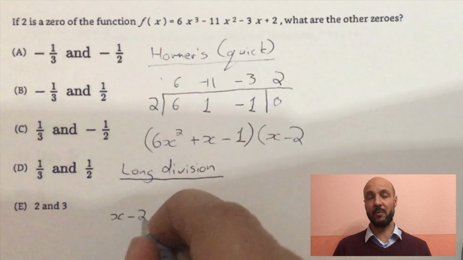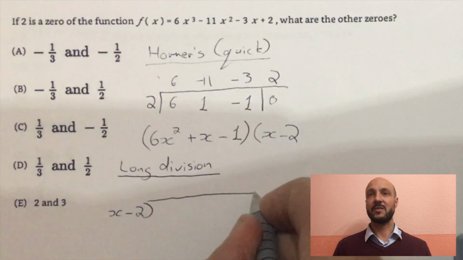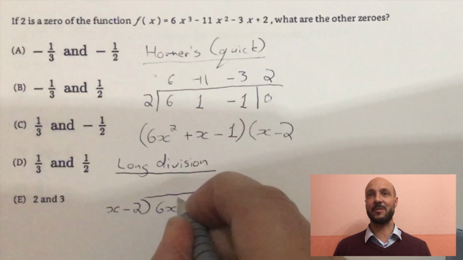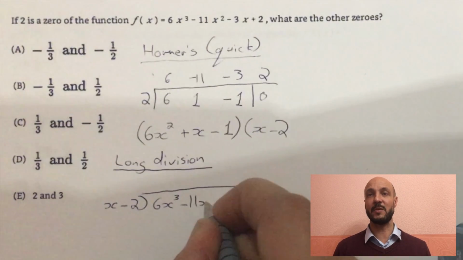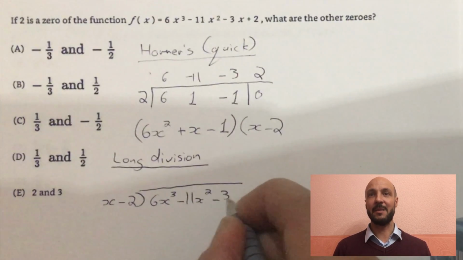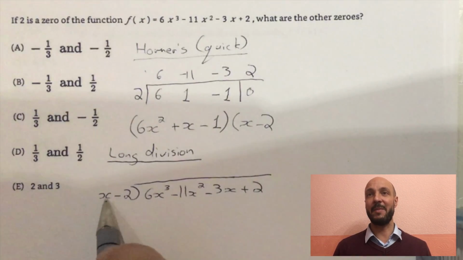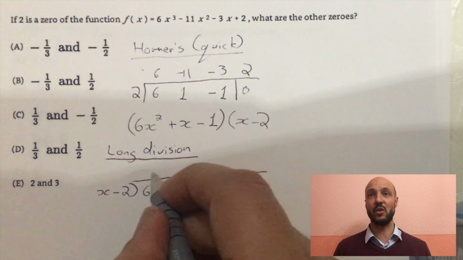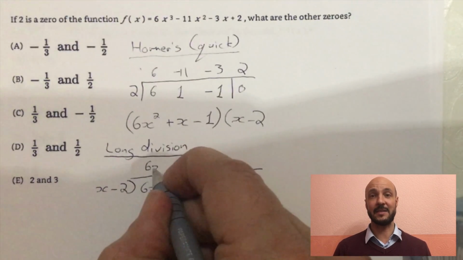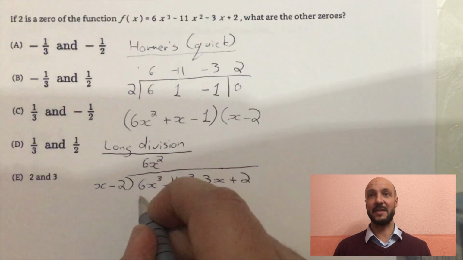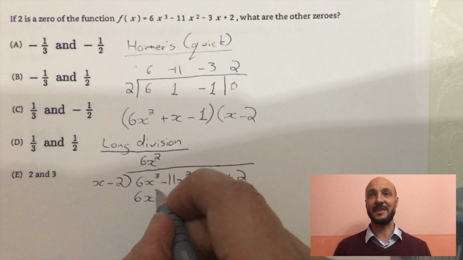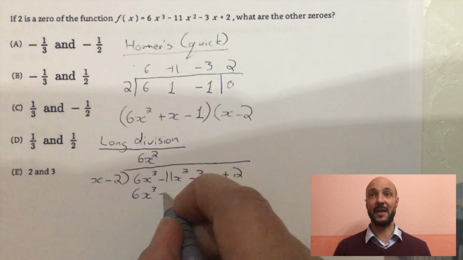Here we see all the workings of the algorithm. So we're doing 6x^3 - 11x^2 - 3x + 2 divided by x - 2. We say how many times does the x go into 6x^3? It goes 6x^2 times. We multiply our x - 2 by the 6x^2, giving 6x^3 - 12x^2.